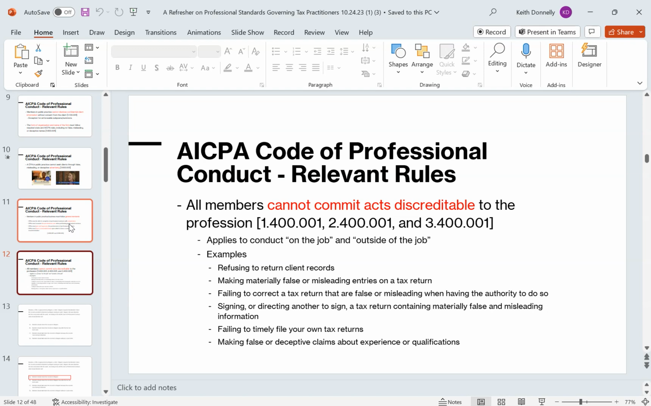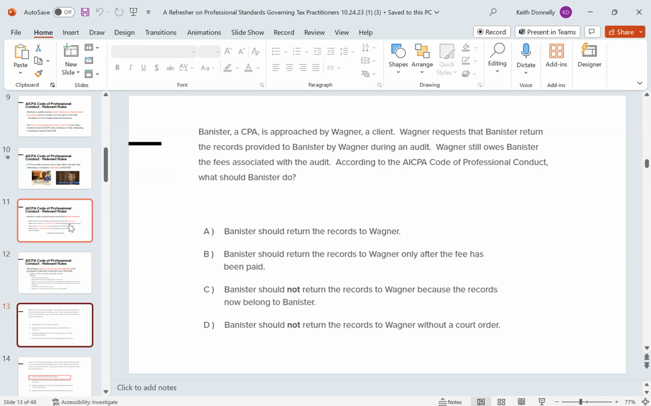So, I heard a story one time, a CPA was going through a divorce. Instead of wanting to get the divorce, they hired a hitman or something to kill their significant other, right? Well, that would be an act discreditable. That's not a good thing, right? That could ultimately have you lose your CPA license.